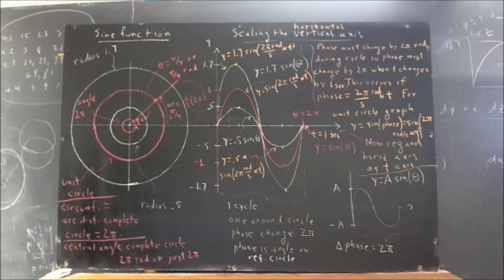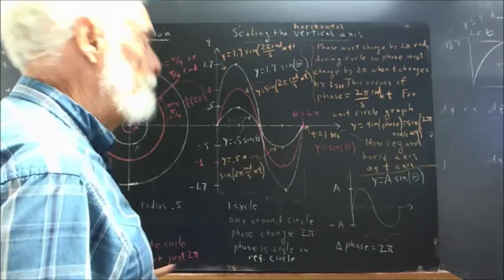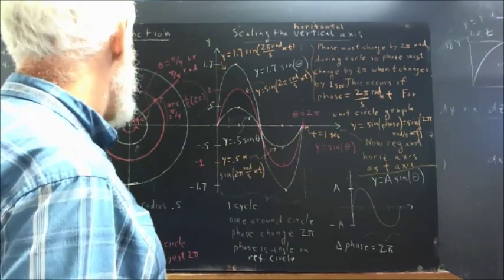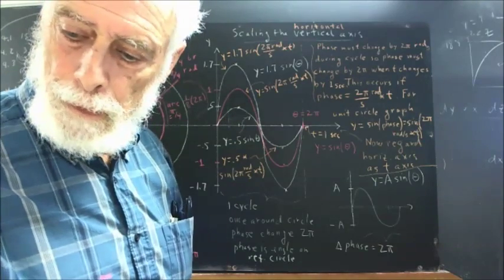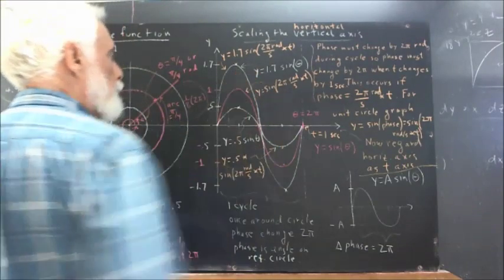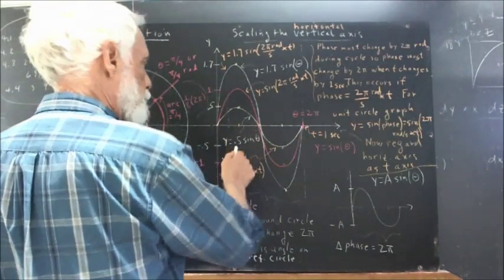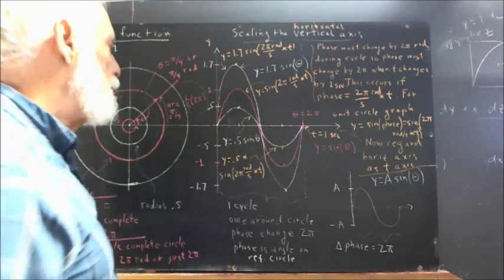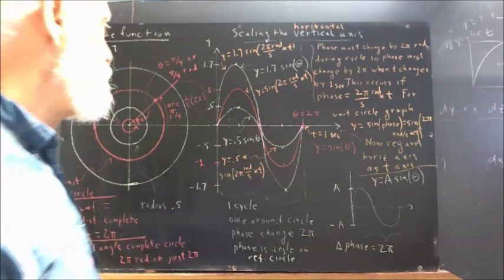Okay, well, that takes care of scaling the vertical axis, and all we have to do to rescale the vertical axis for any graph is just multiply the value of the sine function by the radius of that circle, so that the graph we see here is of y equals 1.7 times the sine of theta. The graph that we see here is y equals 0.5 times the sine of theta.